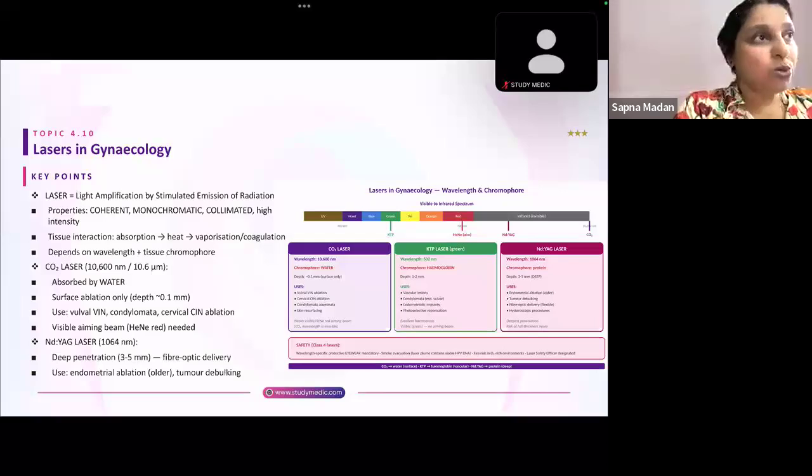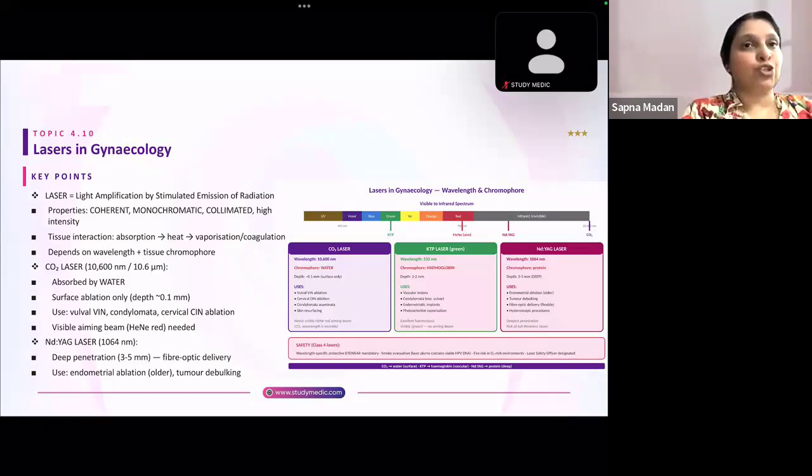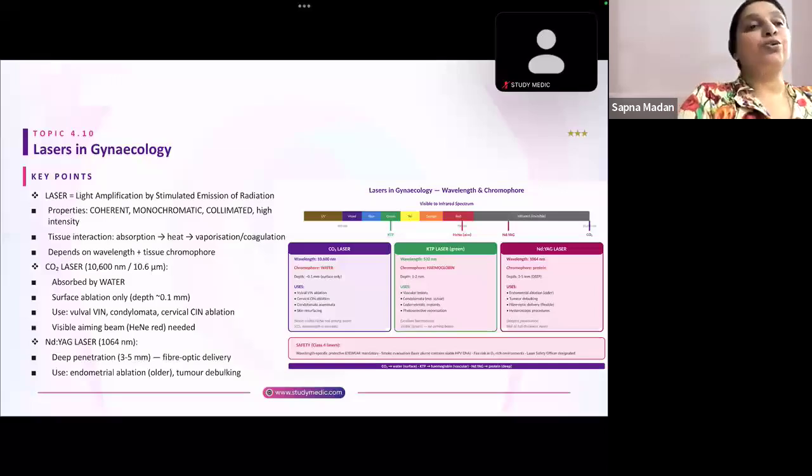The CO2 laser itself is invisible, and you have to use something called the helium neon red aiming beam to actually target the tissue. And then wherever the target is, you will focus the CO2 beam over there and then do your procedures. Then you have the ND-YAG laser, which is around 1064 nanometers. It has a depth of 3 to 5 millimeters, and it is delivered through a fiber optic system. It is used for endometrial ablation and tumor debulking.